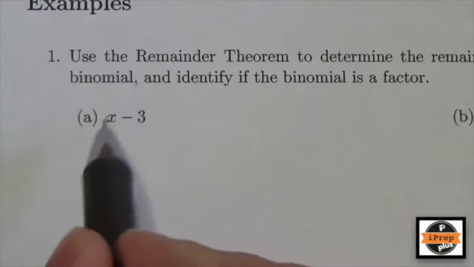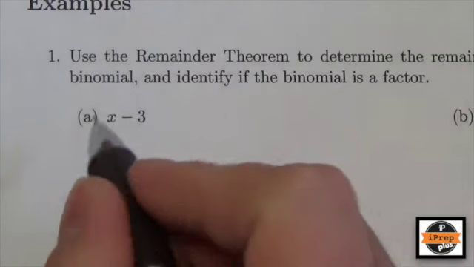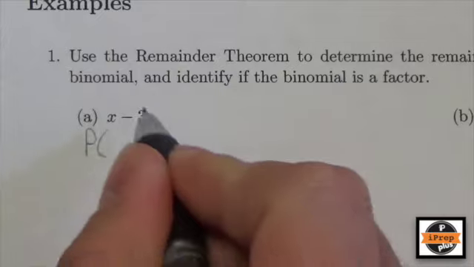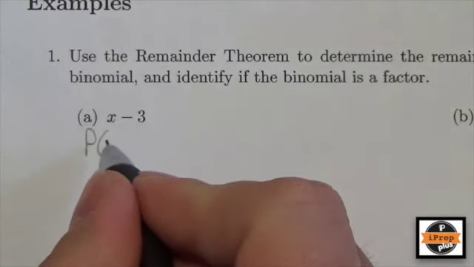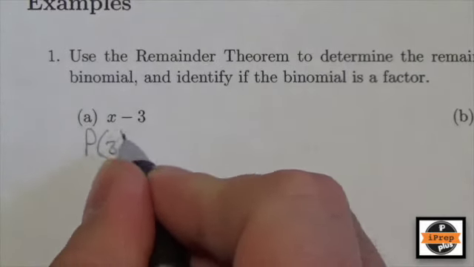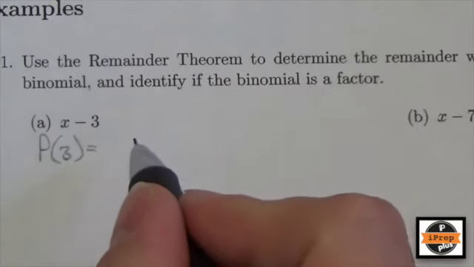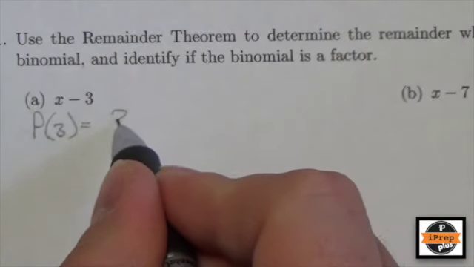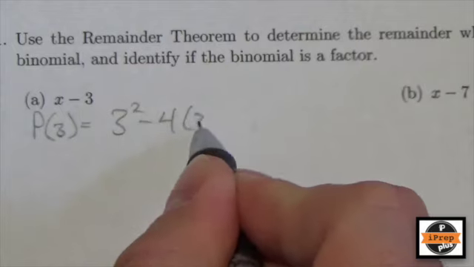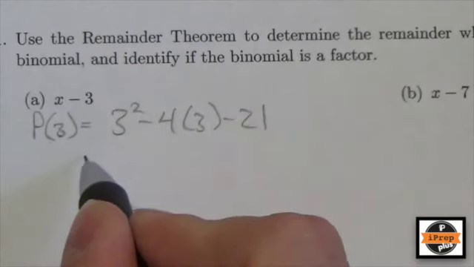So when we divide by x minus 3, we take that polynomial and evaluate it at the value that makes the divisor equal to 0. In this case, it's going to be evaluating at 3. When we do that, we get 3 squared minus 4 times 3 minus 21.